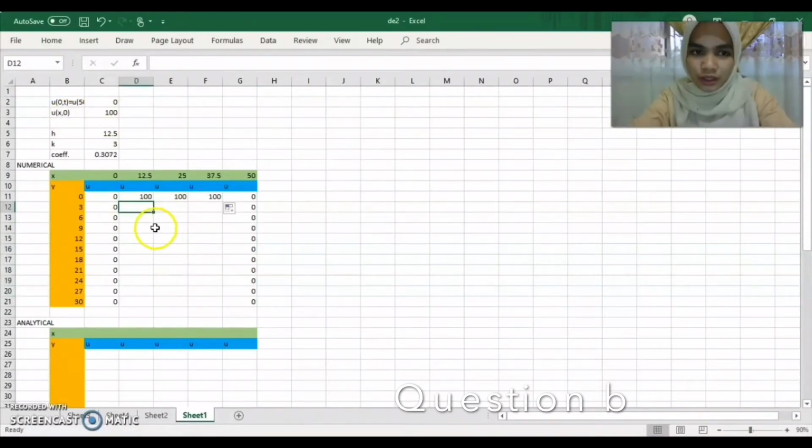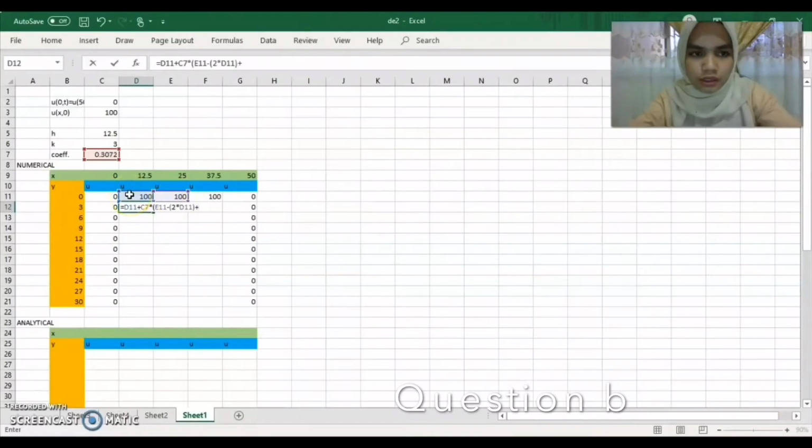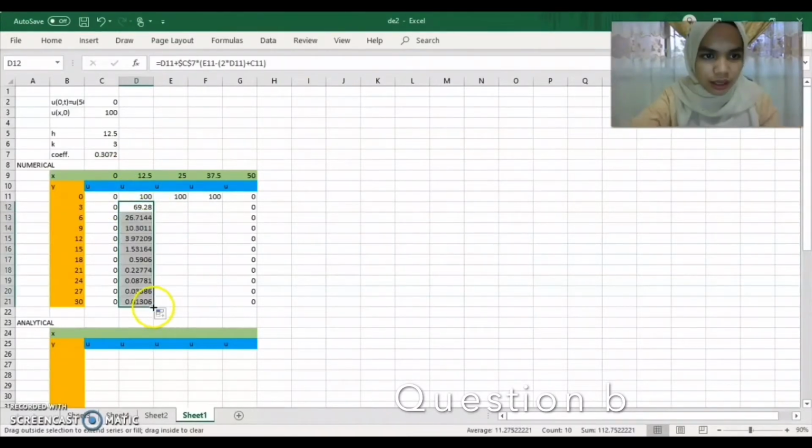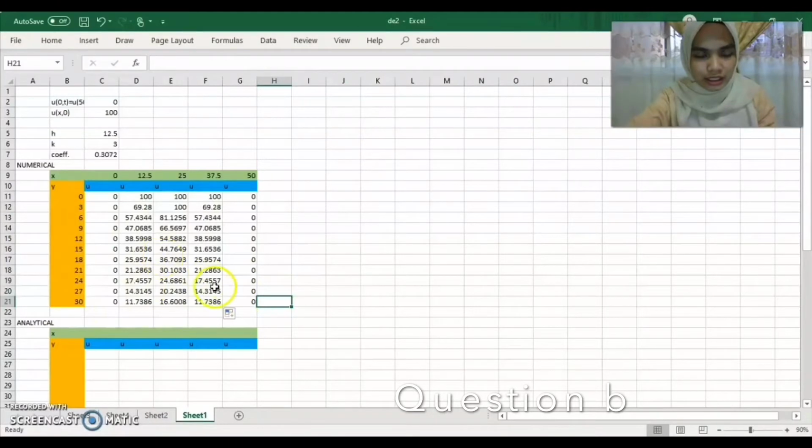To find the values here, we can use the approximation equation that we derived. We get the values after half an hour, and if we want to see this distribution more clearly, we can construct the graph.